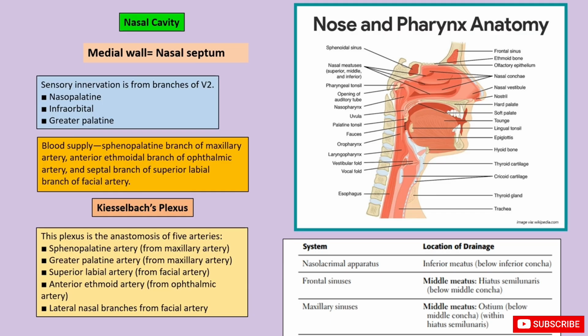Now we can see different sinuses and the location of drainage for the conchae and the meatuses. The important one we have the maxillary sinus that drains in the middle meatus of the nose, and the nasolacrimal apparatus that drains in the inferior meatus of the nose. Now this is important. It is called Kiesselbach's plexus, that is the anastomosis of 5 arteries. And why it is important? Because the epistaxis or the nose bleed, it mainly happens from this Kiesselbach's plexus. You can also remember the maxillary sinus. It is lined by Schneiderian membrane, which is a type of pseudostratified columnar epithelium.